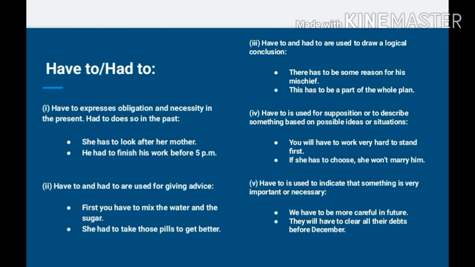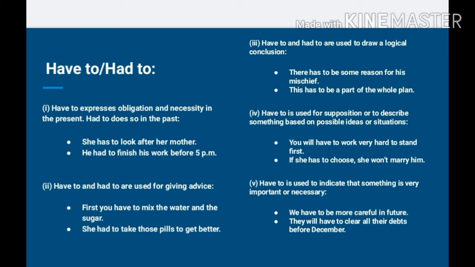Thirdly, have to and had to are used to draw a logical conclusion. Let's see the examples. There has to be some reason for his mischief. Second example, this has to be a part of the whole plan. So, in these two sentences, we can see that have to or has to or had to is used to draw a logical conclusion, to bring a logical conclusion to a particular thought.